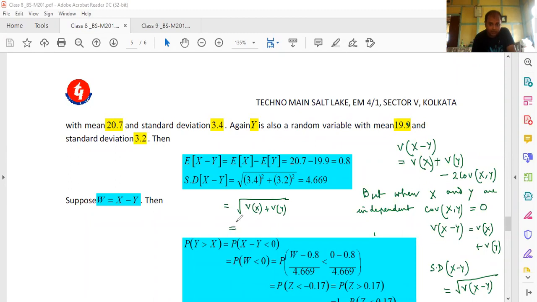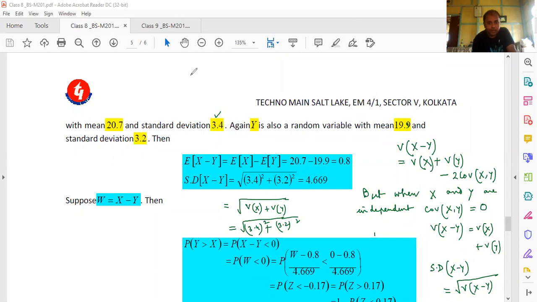But you are not given the variance in the problem. You are given the standard deviation, which is 3.4 and 3.2, and therefore they have been squared: 3.4 squared and 3.2 squared. Probably you are thinking, from where does this square come? I have explained this situation, and therefore they have calculated this thing.